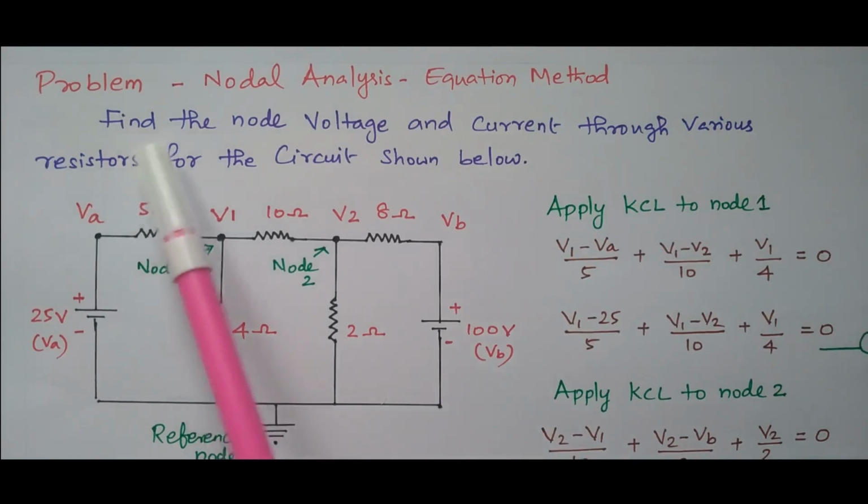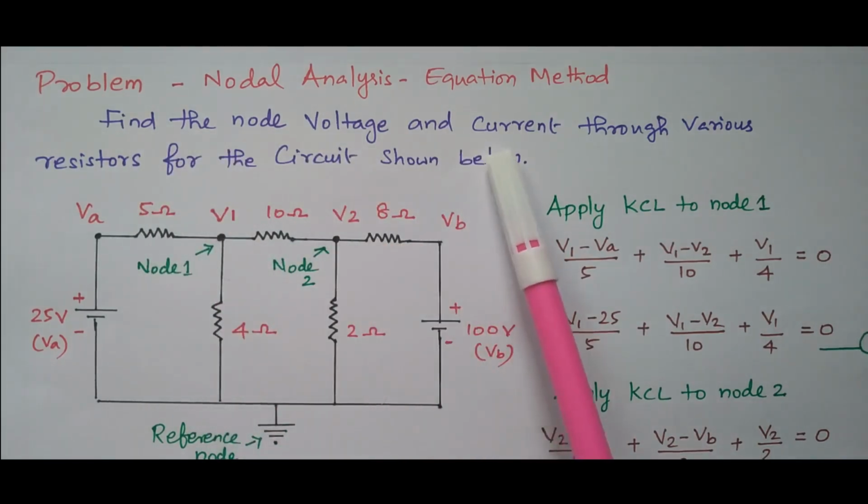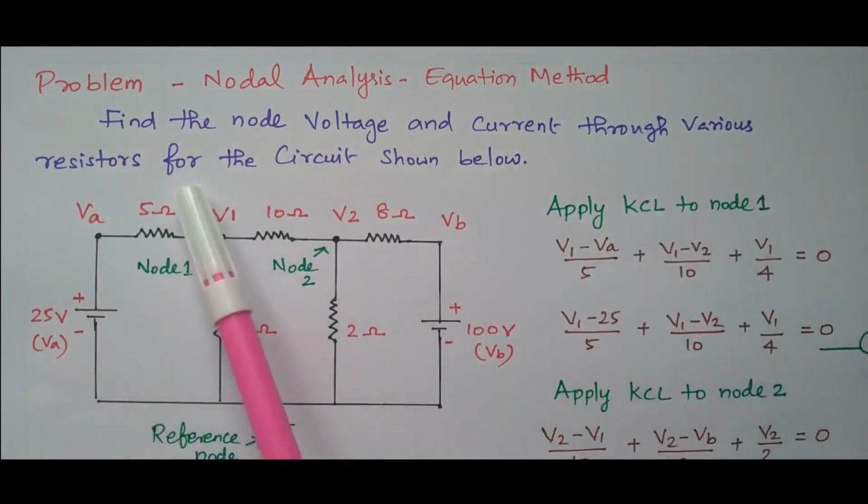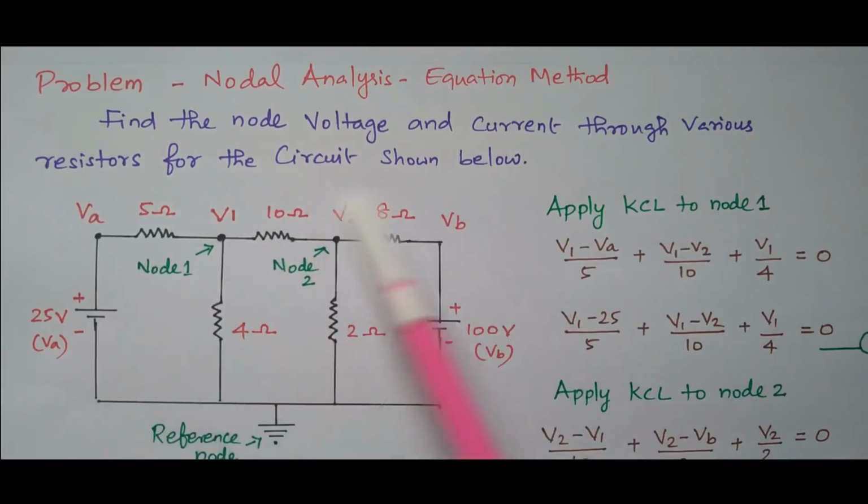So the question is: find the node voltages and the current through the various resistors for the circuit shown below. So this is the circuit. We need to find the node voltages, these two node voltages, and the current flowing through all resistors, the 5 ohm, 4 ohm, all the resistors. Those are the two questions. So now consider this diagram.